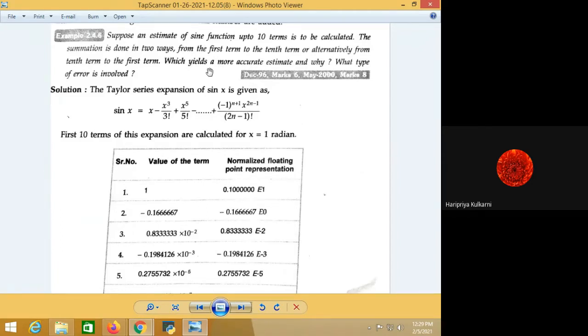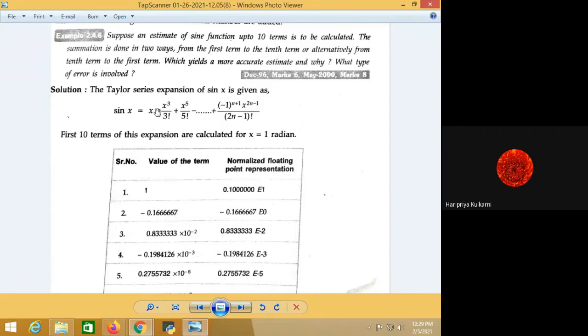Let us solve the example. So sin x is equal to, this is a standard expression for sin x with the help of Taylor series expansion. So you might be remembering this. First term is x minus x cube upon 3 factorial. Sign wise, if you observe, this is plus minus plus minus plus minus. It goes on like this because this is a Taylor series, and all odd terms are coming in the Taylor series for the sine function.